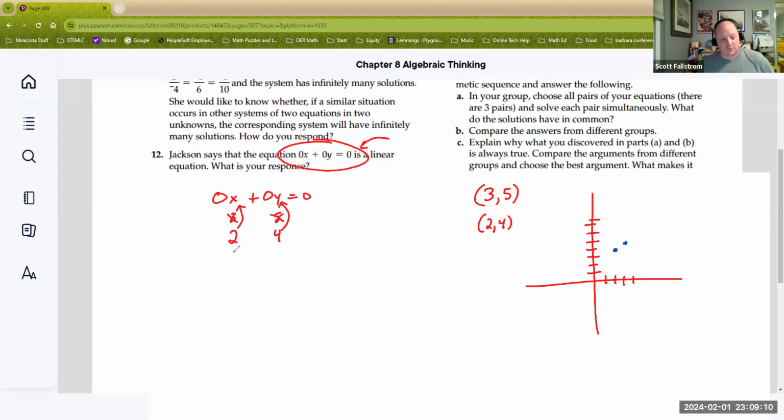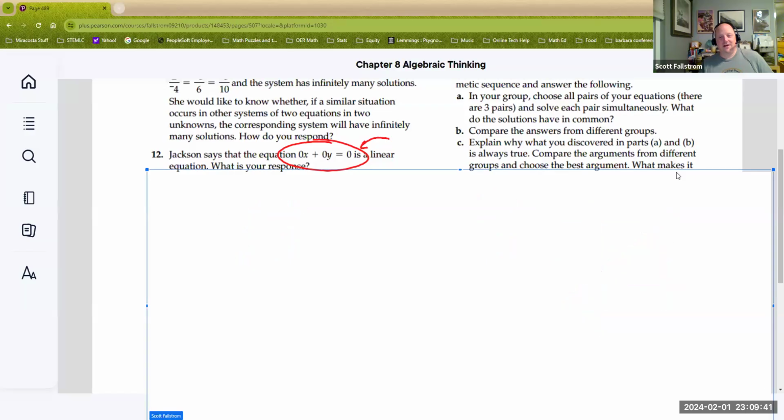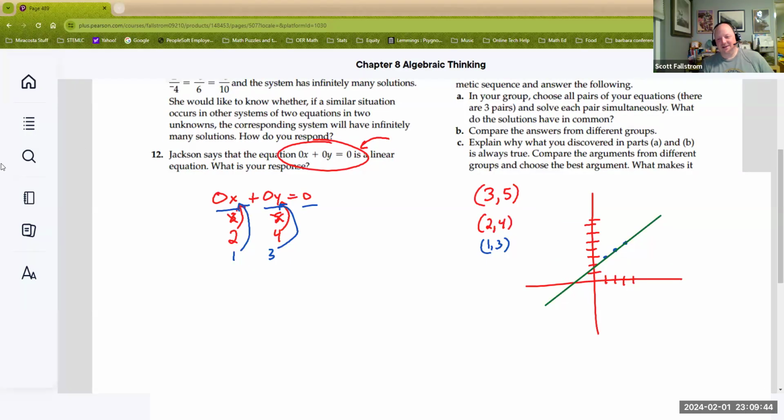All right, let's try another point. Maybe 1, 3. Let's check it. Plug a 1 in for x. That gives you 0. Plug a 3 in for y. That gives you 0. You add those together, you get 0 at the end. And the next point I would put down is 1, 3. And right now, maybe you're thinking, holy cow, this is a linear equation, because I can fit a line right on top of it. Look at how fantastic that is. Oh yeah, this looks like a linear equation.